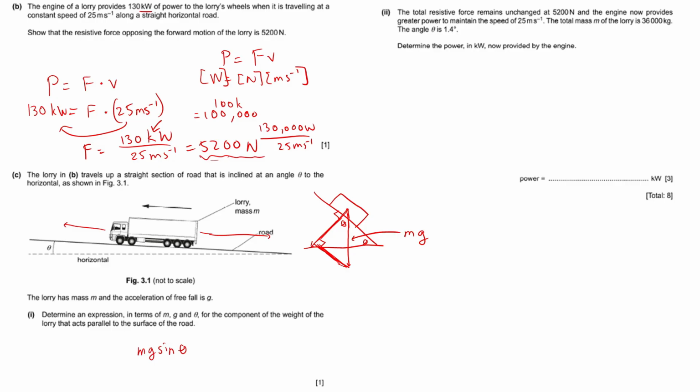The total resistive force remains unchanged at 5,200 newtons, and the engine now provides greater power to maintain the speed of 25 meters per second. The total mass of the lorry is 36,000 kg. The angle is 1.4 degrees. Determine the power in kilowatts now provided by the engine.